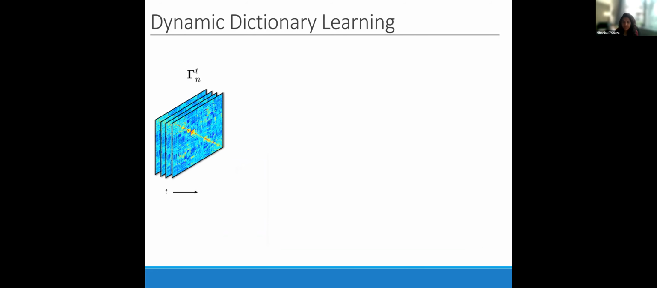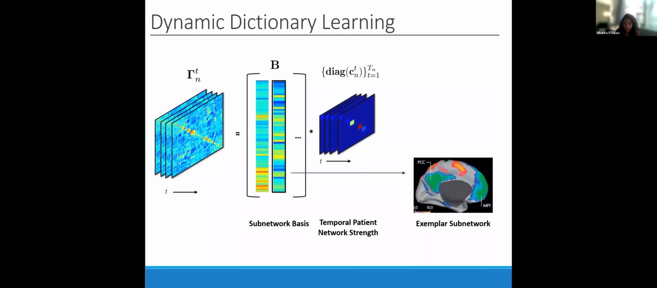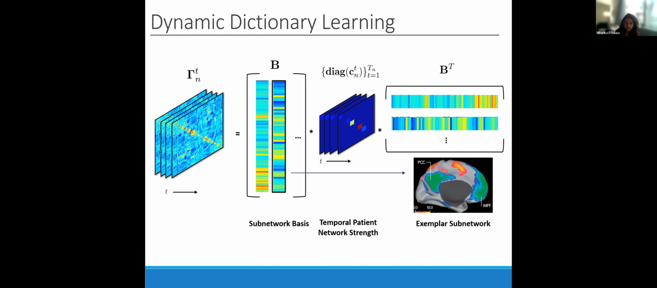So we begin with the dynamic functional connectivity matrices, gamma and P. Again, we have a basis B, which is common to all patients and is shared across time as well. Each column captures shared coactivation patterns, which can be mapped back to the brain. The way in which these subnetworks combine, now over time, is unique to each patient. We capture this using a temporal network strength term, C and T. We combine these subnetworks in an outer product fashion to estimate the dynamic functional correlation matrices.